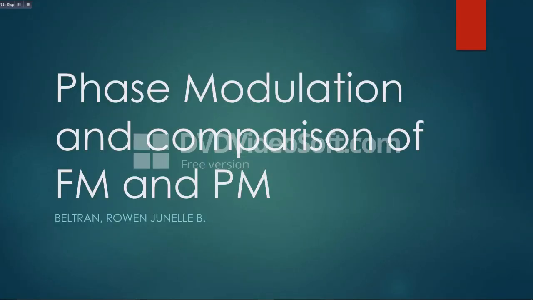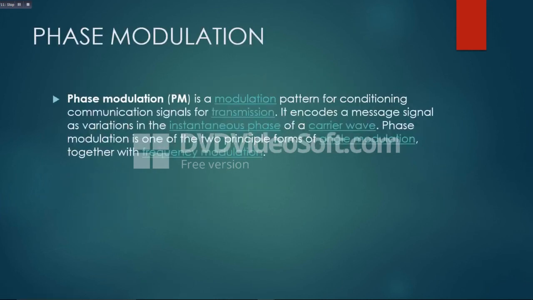I'm Rowan Junel Bibilton, and I'm here to discuss phase modulation in comparison of FM and PM. Phase modulation is a modulation pattern for conditioning communication signals for transmission. It encodes a message signal as variations in the instantaneous phase of a carrier wave. Phase modulation is one of the two principal forms of angle modulation, together with frequency modulation.